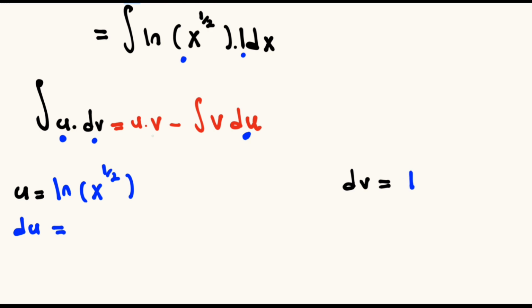And the formula for integration by parts has a v. So in order for us to get the v from the dv, we integrate the dv. The integral of that dv will be equal to v, and the integral of the 1 will be equal to x. And we have to determine the du, the derivative of u, which is equal to the ln of x raised to the power half.